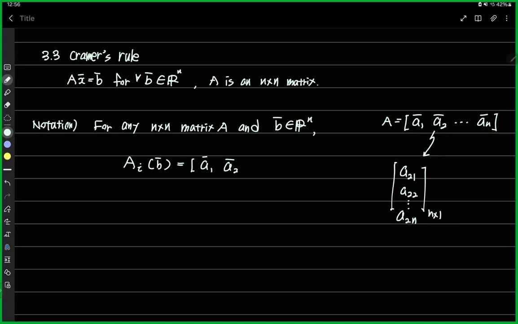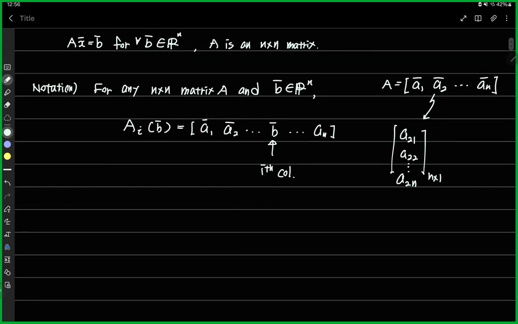So replacing the ith column in matrix A with the vector B, we get this: the vector B bar is the ith column, and then An. So that's the new notation. We're going to use that notation to build up the Cramer rule.